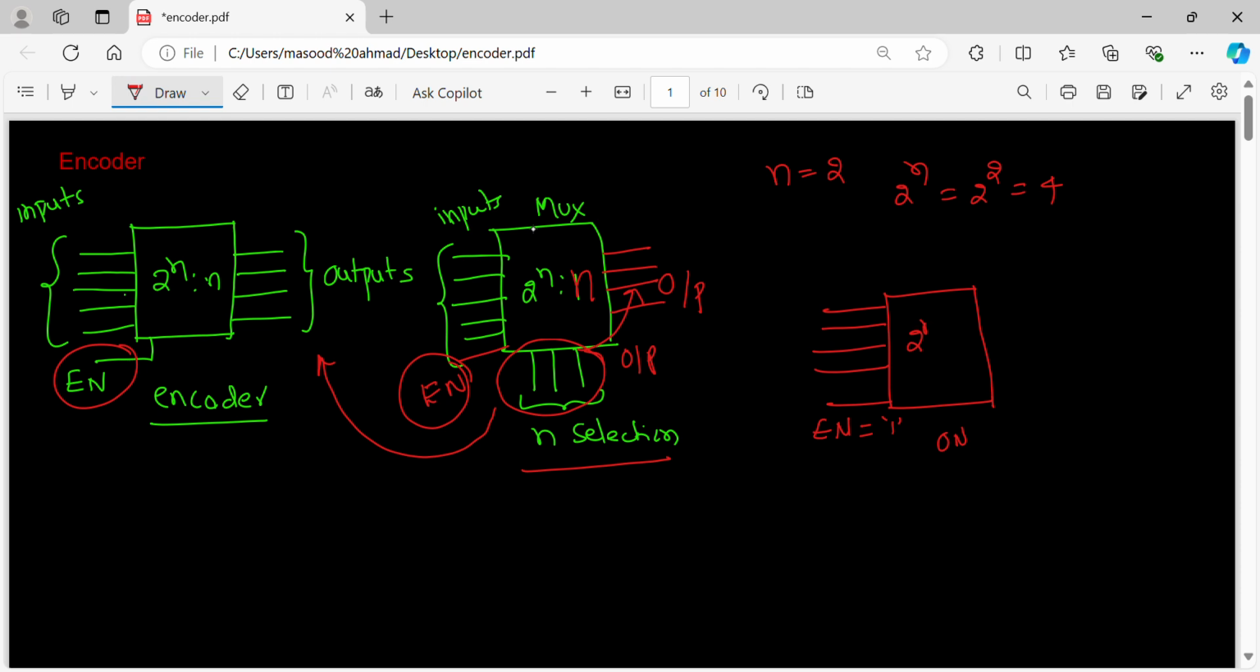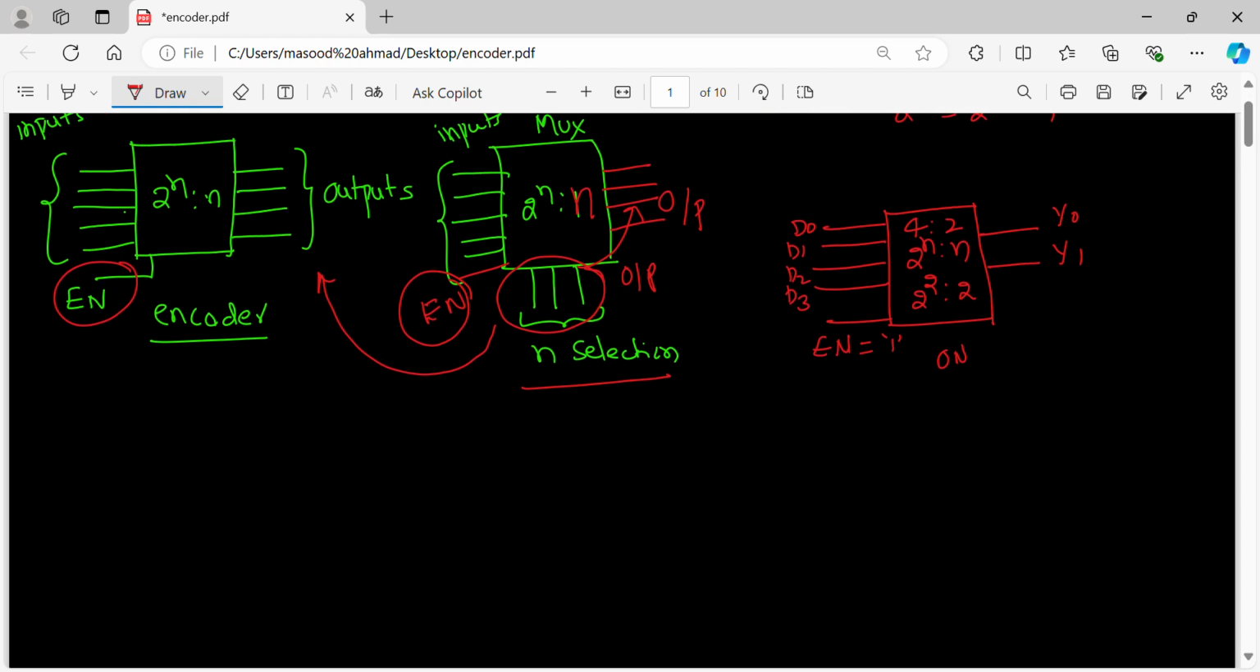2 power n to n, with n as 2, is 2 power 2 to 2. You can also call it a 4 line to 2 line encoder. So there will be 2 lines as outputs. Let's say the outputs are y0 and y1. Inputs are data lines d0, d1, d2, d3.